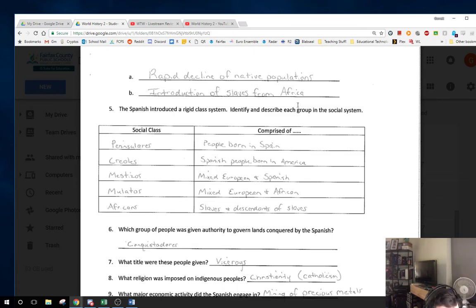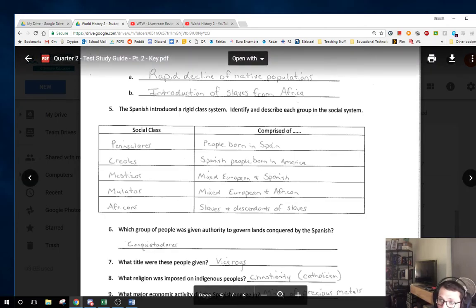So mulattoes, they are the next level down essentially, and they are mixed European and African, right? And then ultimately the African slaves and their descendants. That's going to be the lowest level. Okay, so anyway, going down the line here, I think I just answered Becca's question there.